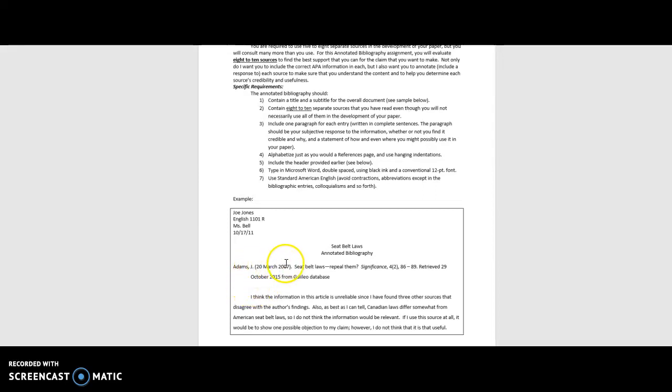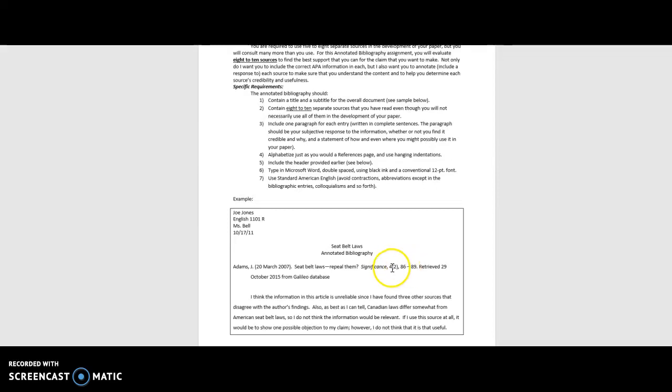Then here is the publication information. Remember, in the paper itself, if you were actually to use information from this source, you would just use 2007 in the in-text citations. But in the bibliographic entry, you put the complete date in parentheses, period. Then the title, and once again, the title of the article you do not place in quotation marks, and you don't capitalize all the words. Then the title of the journal or magazine or newspaper.